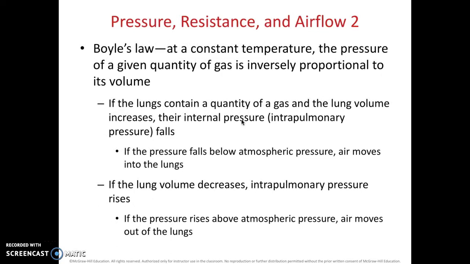Boyle's law states that at a constant temperature, the pressure of a given quantity of gas is inversely proportional to the volume. This means that if the lungs contain a quantity of gas and the lung volume increases, the internal pressure, also known as the intrapulmonary pressure, will then fall. If that pressure falls below the atmospheric pressure, air will then move into the lungs with inspiration. When the lung volume decreases, the intrapulmonary pressure is going to rise. If the pressure rises above atmospheric pressure, air moves out of the lungs.